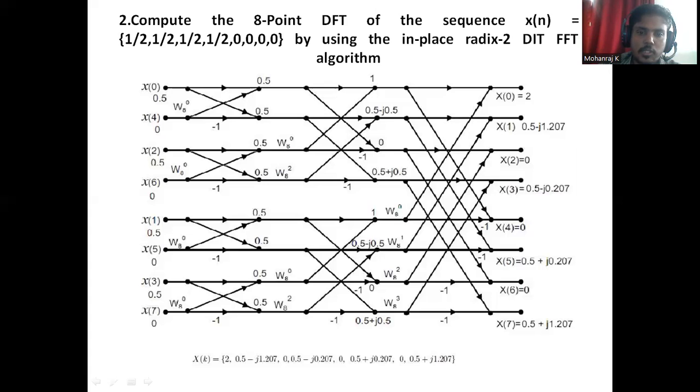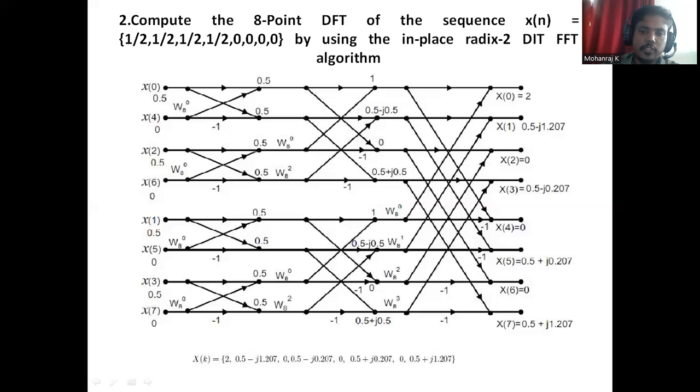Here we need x of 6. Here also 0, here also 0. Anything multiplied with 0 gives 0. So x of 6 equals 0. For x of 7, that equals 0.5 plus j0.5 times minus 0.707 plus j0.707. Multiplying with minus 1, we get x of 7 equal to 0.5 plus j0.207.